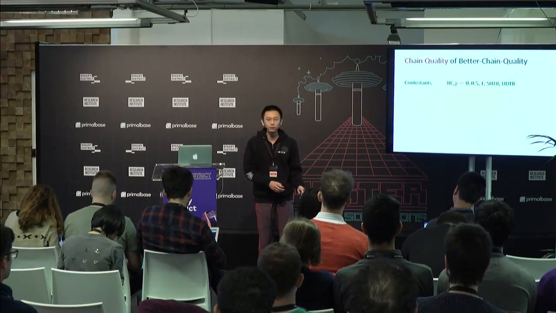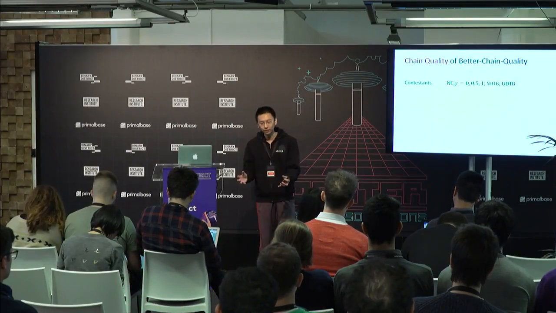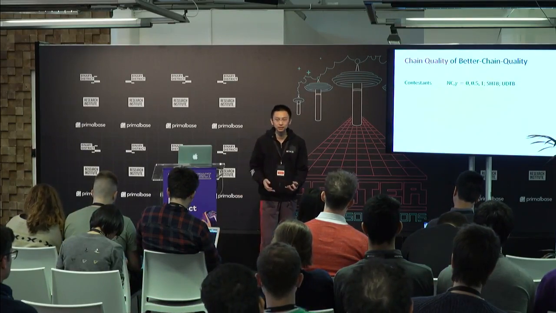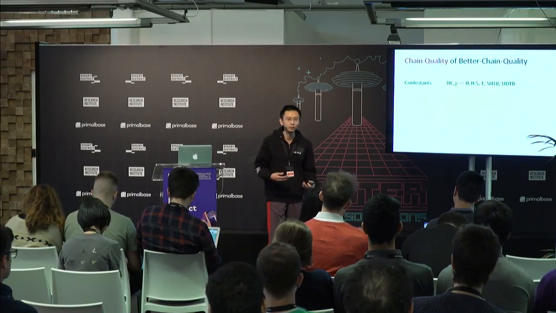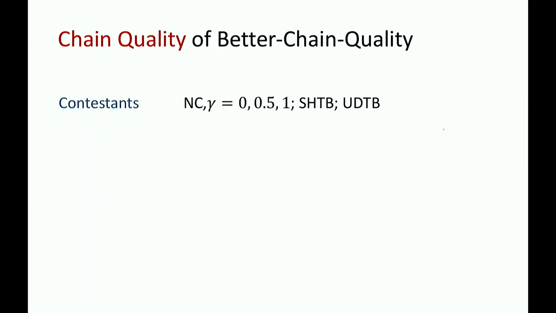If gamma equals 1, all compliant mining power will mine on the attacker's chain. No one will mine on the compliant miners' chain. Is that clear? So that is a common parameter used in evaluating Nakamoto consensus. Of these 5 protocols, which one is the best?